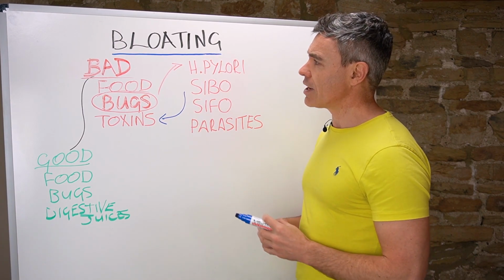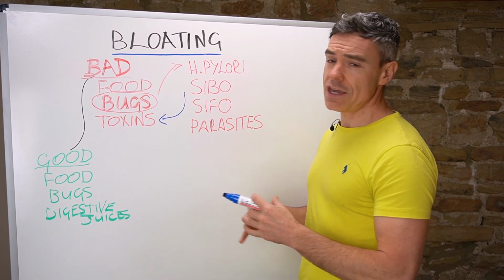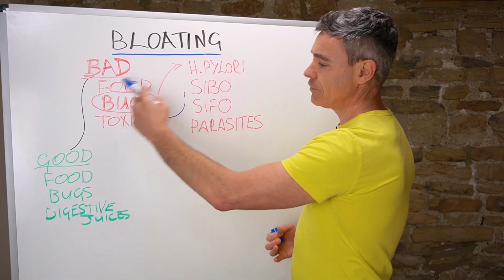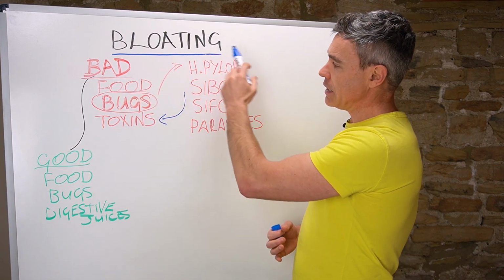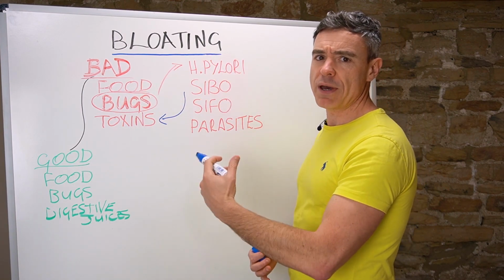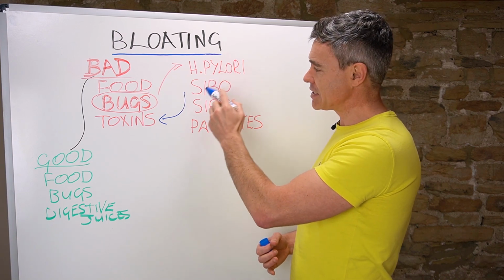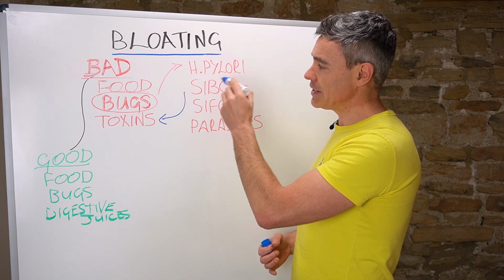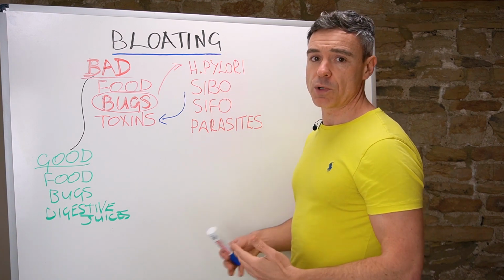And so just to summarize, the bloating that you have, if you're struggling with it now, is likely to be some combination of all of this diagram. But in terms of the bad bugs, the ones you want to be really paying attention to are H. pylori, SIBO, SIFO, and the parasites. And the way that you can find out what's going on there is to run a comprehensive stool test.